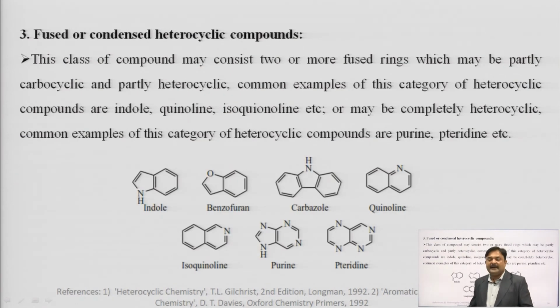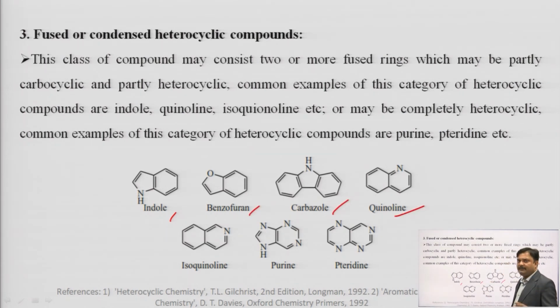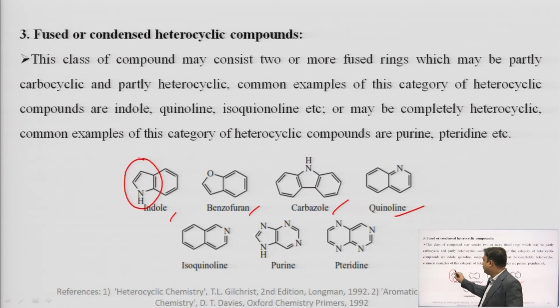The next category belongs to the fused or condensed heterocyclic compounds. As we have discussed, one or more heterocyclic compounds may be fused together to form a new ring. So, indole, benzofuran, carbazole, quinoline, these all belong to the fused category. So, as you can see, a furan moiety is there. When furan is fused with benzene, benzofuran will be formed. You can see pyrrole is there.